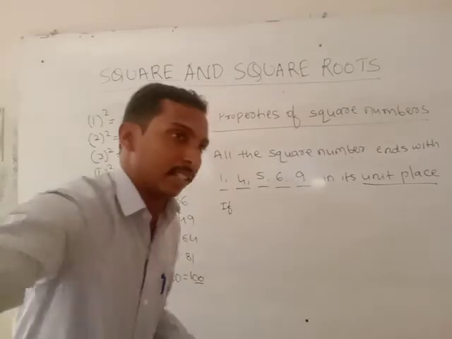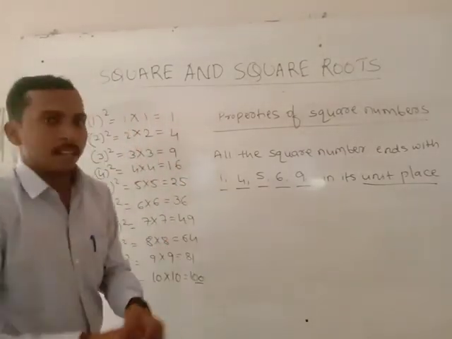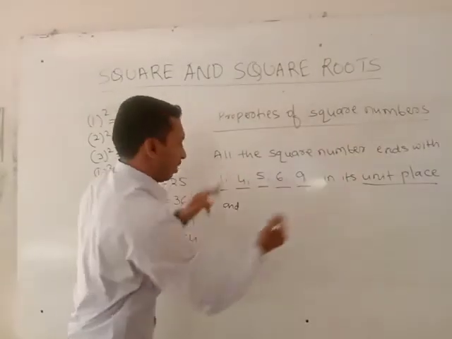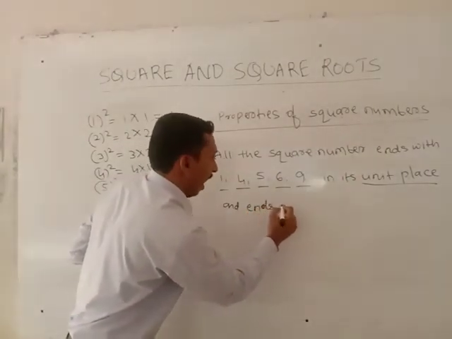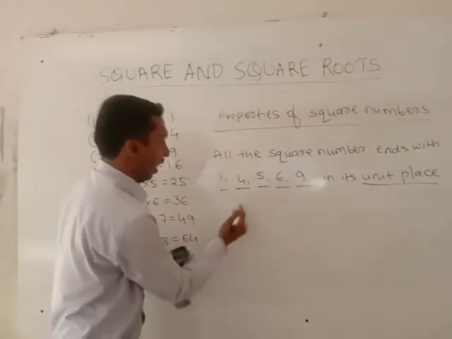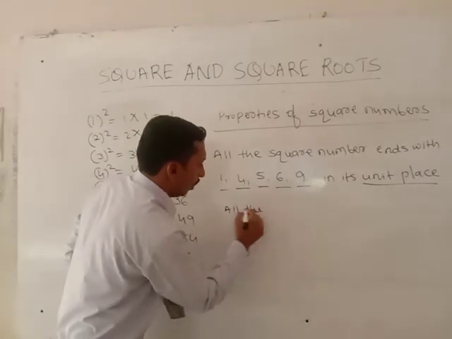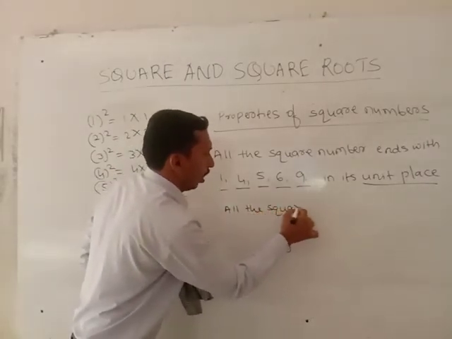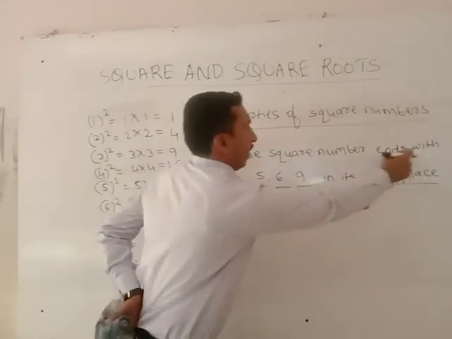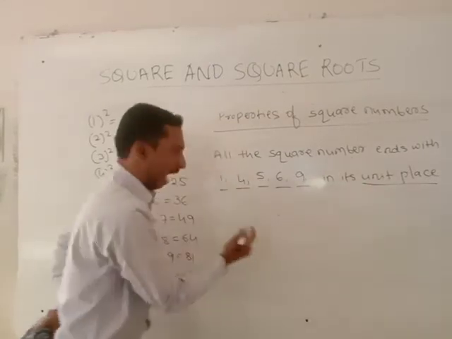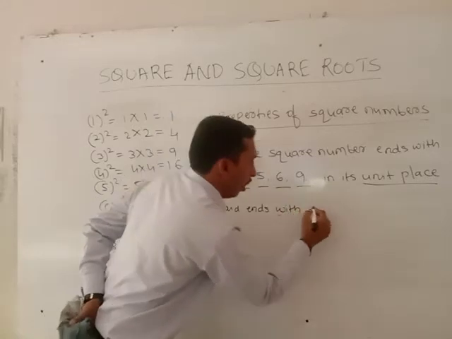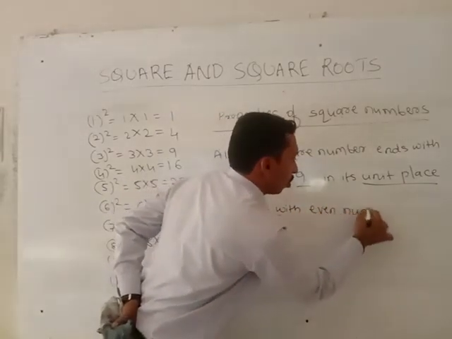Then we can say that all the square numbers end with 1, 4, 5, 6, 9 in the unit place, and that is one thing. Another one is, they end with an even number of zeros.